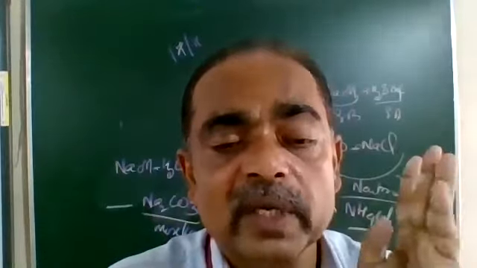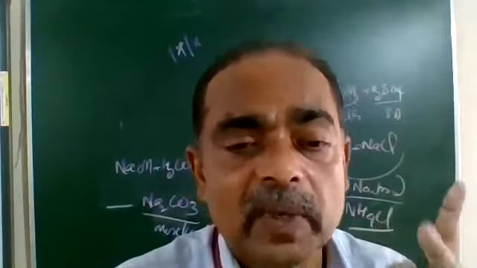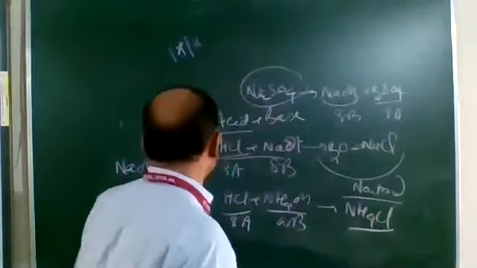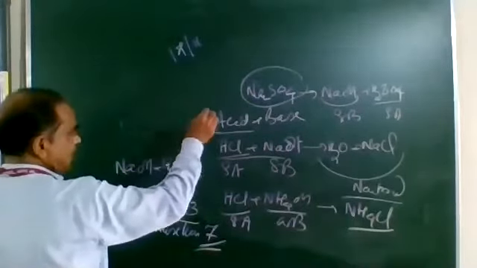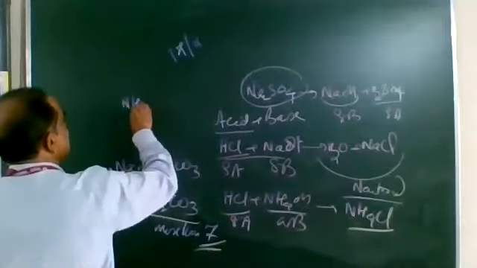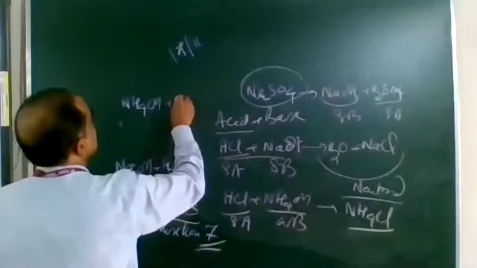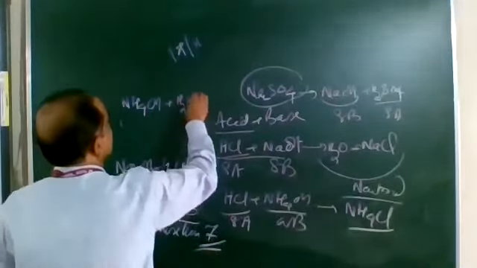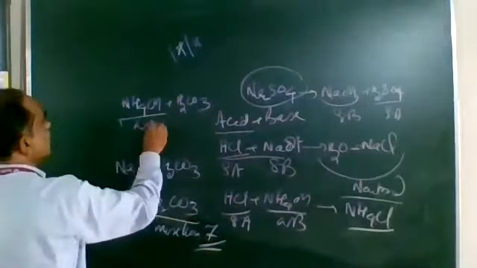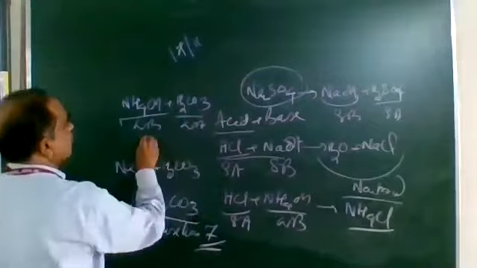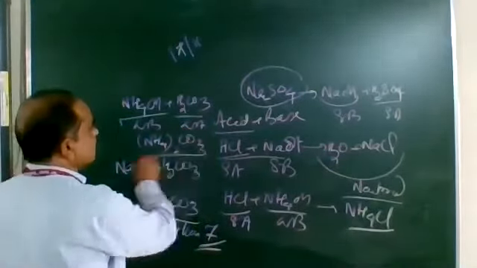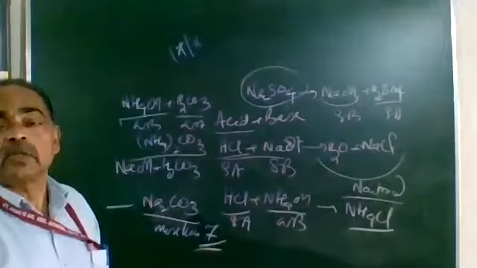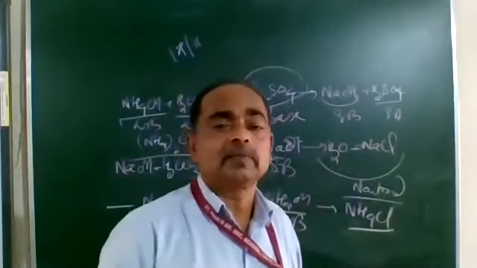Strong acid and strong base give neutral, weak acid and weak base give neutral. That is also one example. I will take this one out. What can we take as a weak base? NH4OH plus H2CO3. This is a weak base, this is a weak acid. So we will be getting (NH4)2CO3, ammonium carbonate. So the aqueous solution of ammonium carbonate is neutral.